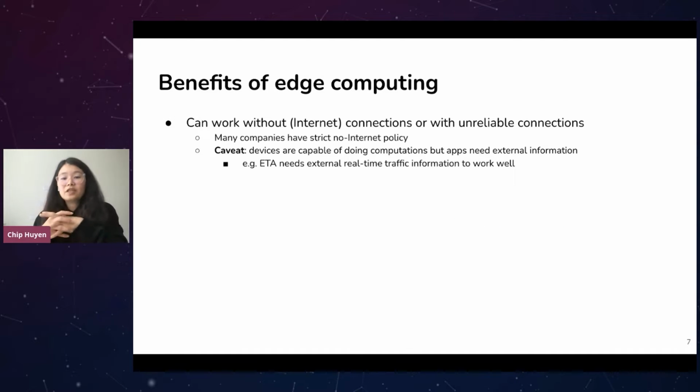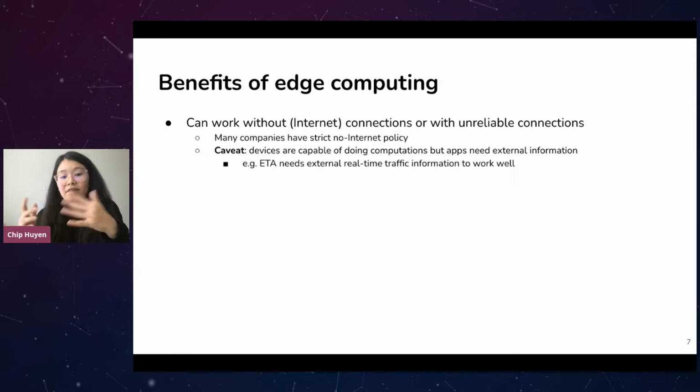There are a lot of benefits to edge computing. The first is that when you do the computation on the device, the application can work without internet connections or with unreliable connections. For example, when I was helping companies deploy machine learning models, a lot of them had very strict no-internet policies. In warehouses, for instance, they have confidential information, so they can't connect the machine to the internet. Whatever applications you build have to work within their locality.